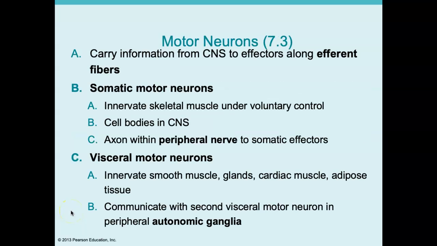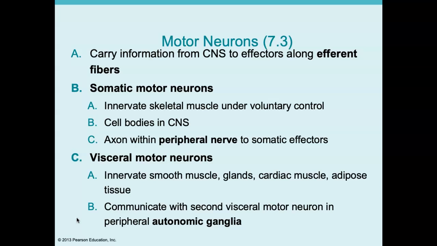Now, the motor neurons carry information from the CNS out to do some action. Those organs that act are called effectors. And the effectors are muscles and glands. That outgoing information is efferent, efferent fibers. So there's two types of outgoing information.